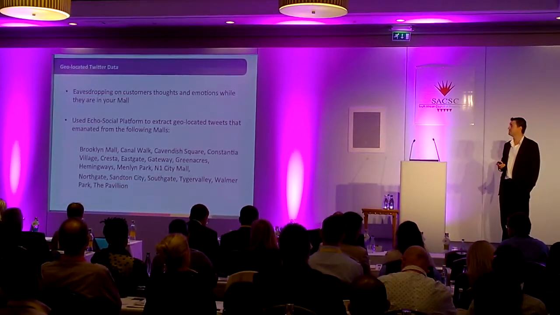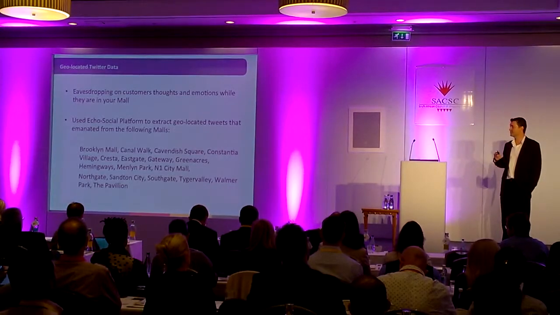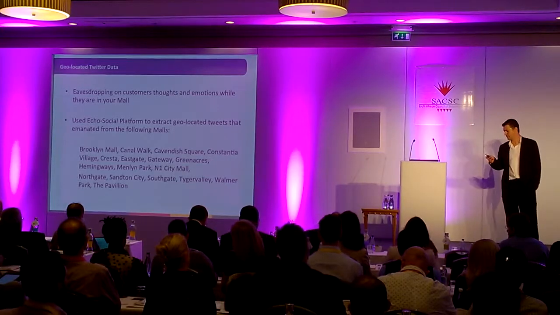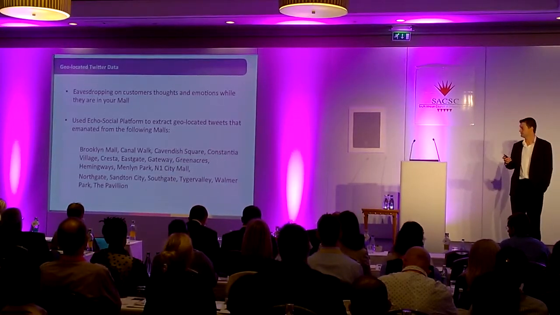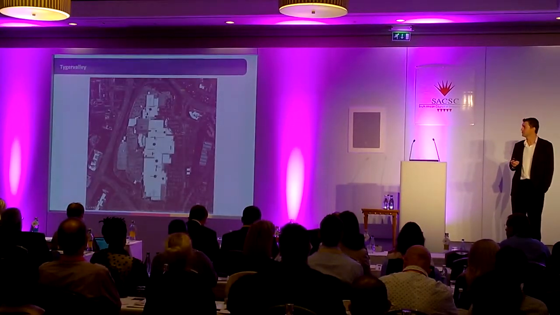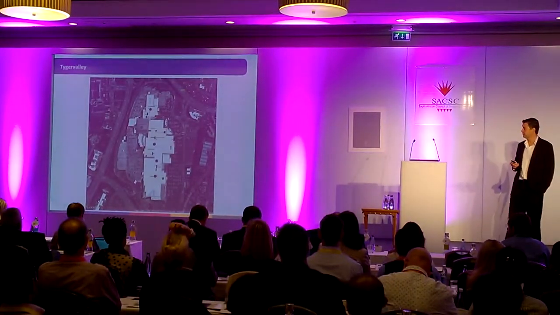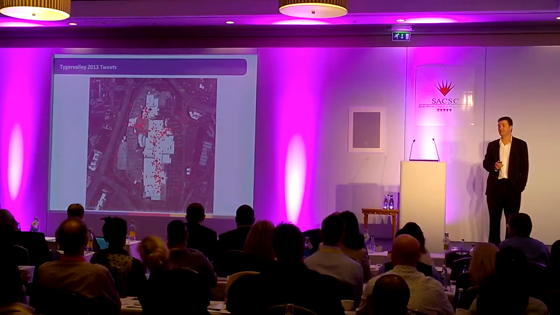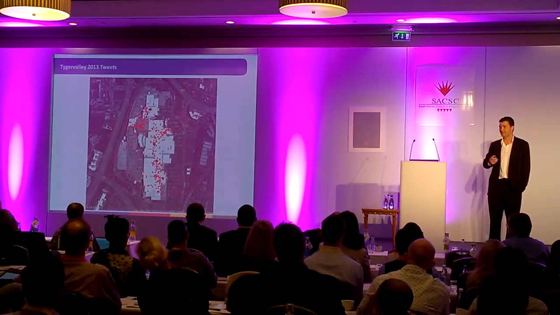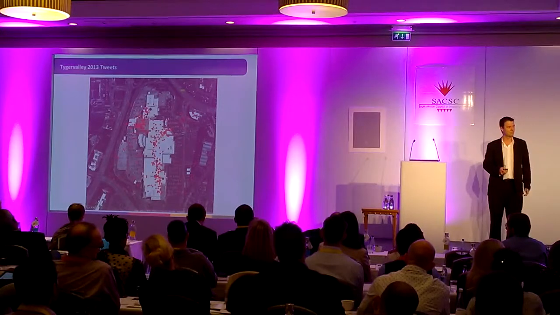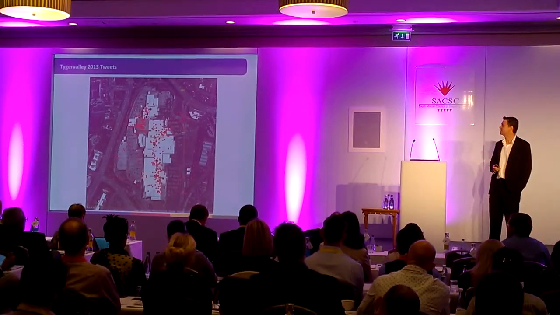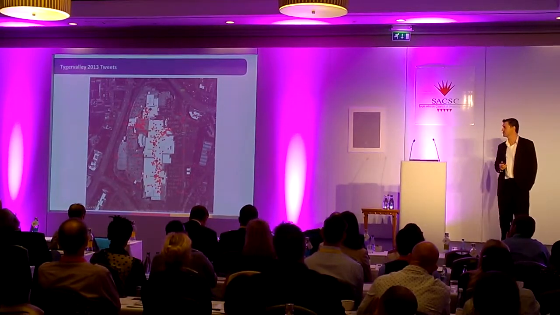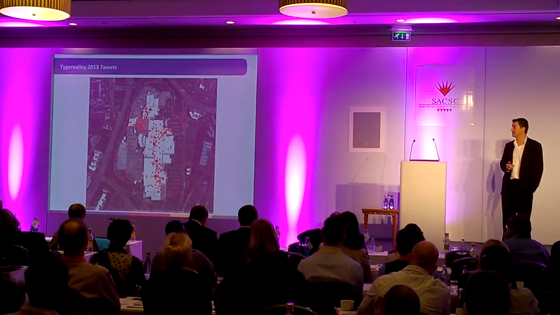And so what I've done is I've used our platform to extract geolocated tweets from the following list of shopping centers. And if you put those, for example, there's the Tiger Valley aerial shot, and if I overlay the tweets that occurred in 2013 coming out of Tiger Valley, that's people on their phone or mobile device tweeting, you can see that's where the tweets came from. Each of those red dots would represent a tweet that came out of the shopping center.